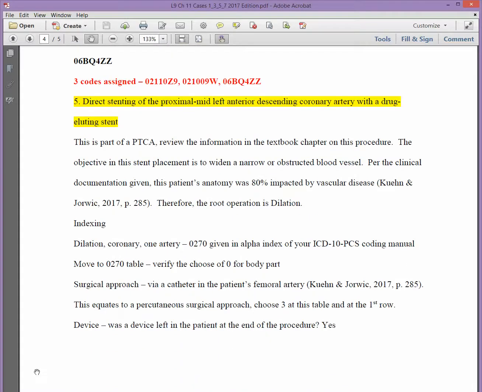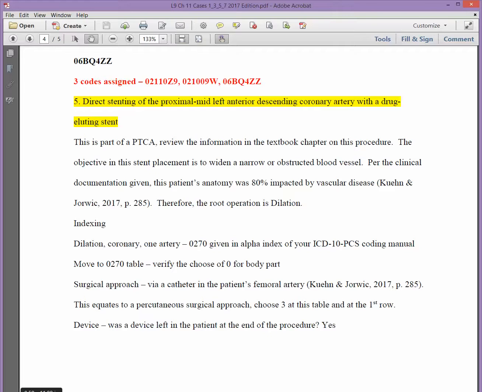The next operative report is noted as number 5. The patient's having a direct stent placed in the proximal mid-left anterior descending coronary artery, and the stent is a drug-eluting stent. This is part of a PTCA procedure, which is reviewed in your textbook chapter information. PTCA stands for percutaneous transluminal coronary angioplasty.